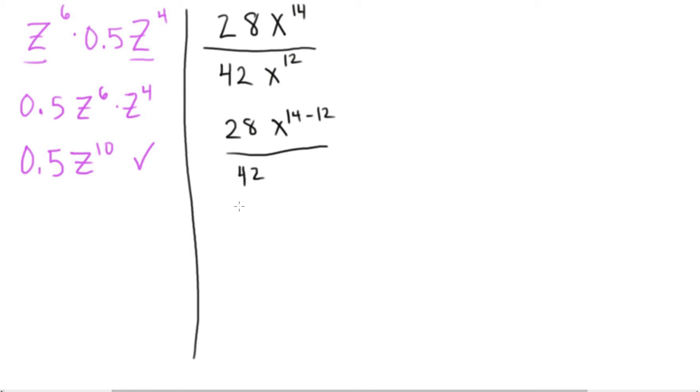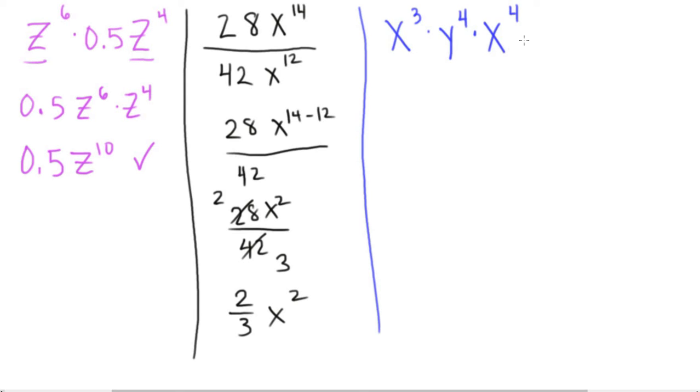We have 28x to the 14 minus 12, which is just 28x to the 2nd over 42. And 42 can be divided by 14 3 times. 28 can be divided by 14 2 times. So we're left with 2/3 x squared. We can put the x squared on the side or on the top.